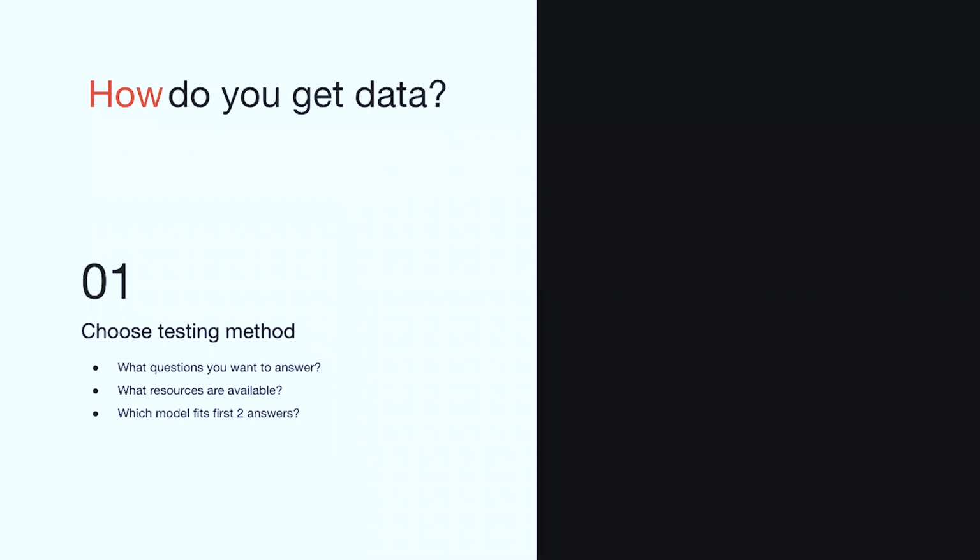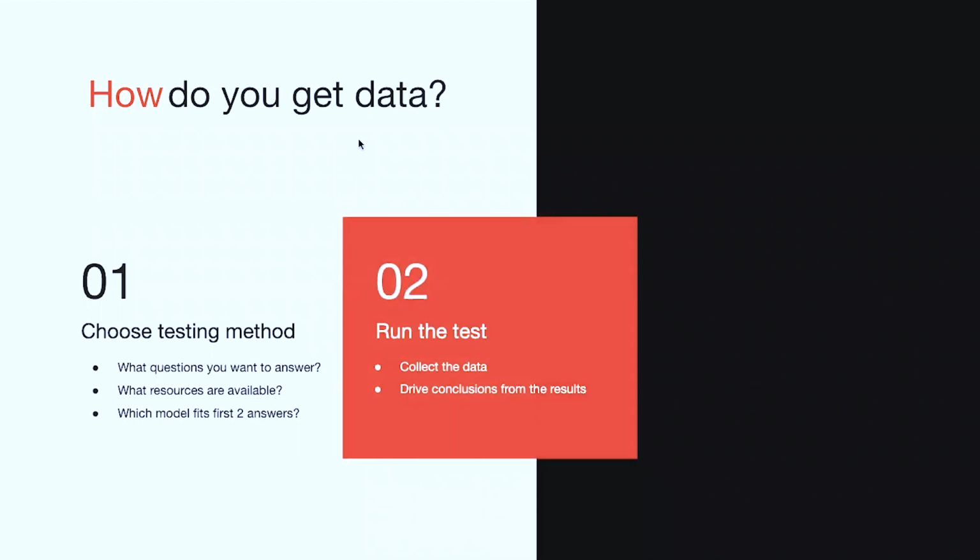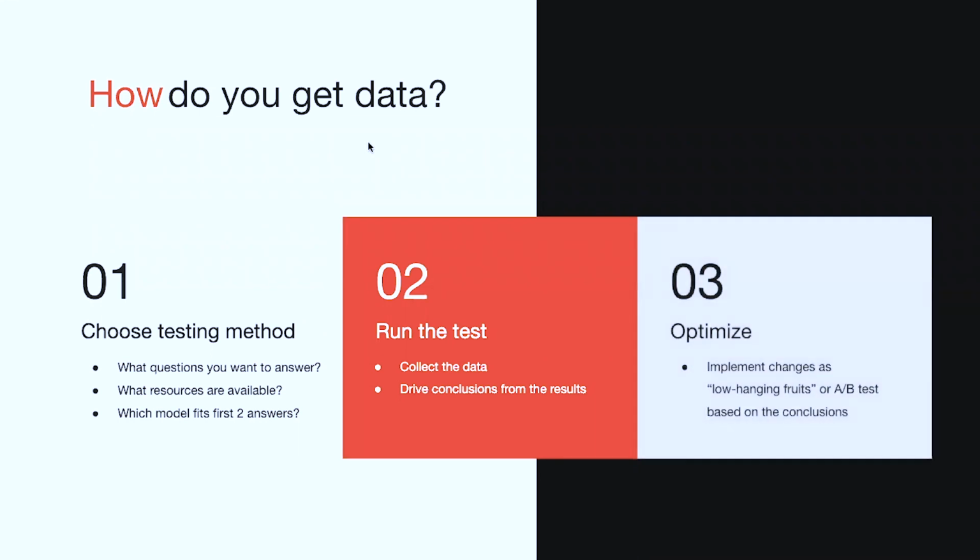When you have your question and you've chosen the testing method, you start running the test. Basically, you collect the data, you analyze the data, and you draw conclusions from that data. And the last step is optimization of the system or of the website, when you implement the changes or you set up an A/B test to test your hypothesis even more deeply.